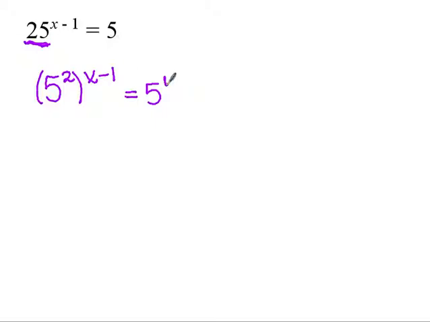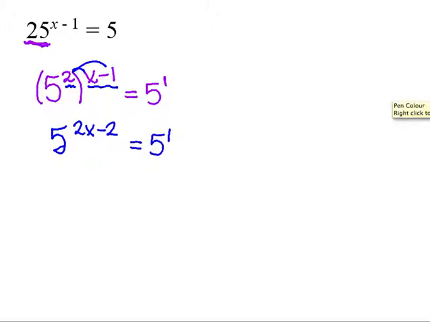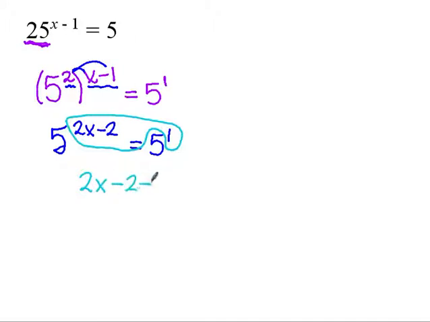The first. So now we're going to use our laws of exponents that we looked at. I have a 2 and I have an x minus 1. What do I do with the 2 and the x minus 1? Multiply them. So I'm going to distribute that 2 to each. What is my new exponent? 2x minus 2. And that's going to equal 5 to the first. Now we're going to set them equal, and there you go. So I have 2x minus 2 equals 1.